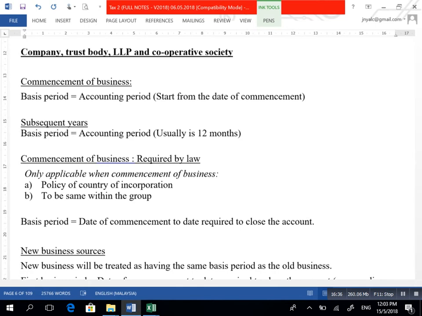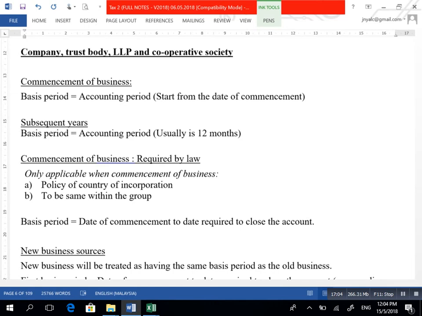Because incorporation date means the company start up, register. The company registered in the SSM on this particular date. This is incorporation date. But for income tax, we don't concern on incorporation date. We concern on when you start business, because when you start business, then you start earning income. You get what I mean? Then only we tax you on that. So start from your date of commencement.